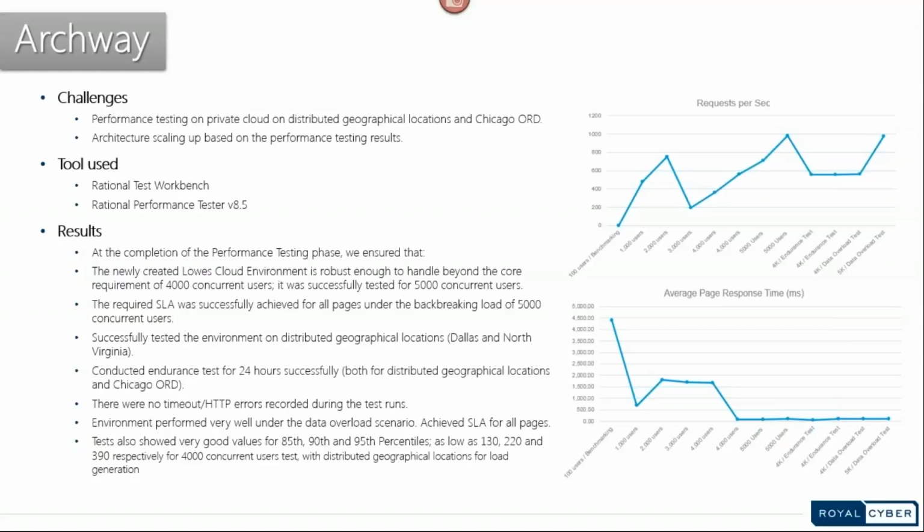No HTTP error was found during those executions, and the environment performed very well under the data overload scenario, because we worked hard on the SLA for each page, for identification of each page by marking their network bandwidth, but not marking the overall page content and the images or the JS or the jQueries which we were using in those things.